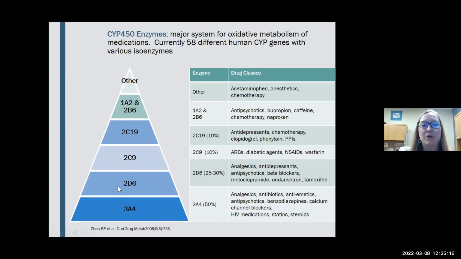The two that I'm going to focus on are CYP2D6 and CYP2C19 because they're implicated in psychiatric medication management and pain. So CYP2D6 converts a lot of our pain medications to either active or inactive forms, antidepressants, antipsychotics, and then CYP2C19 antidepressants and clopidogrel as well as phenytoin.